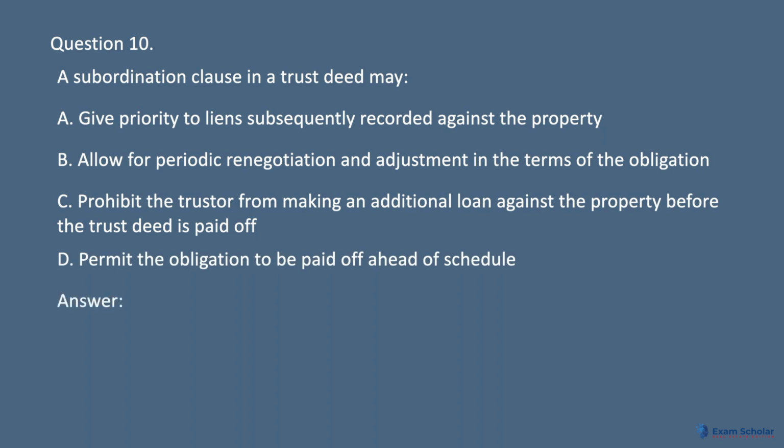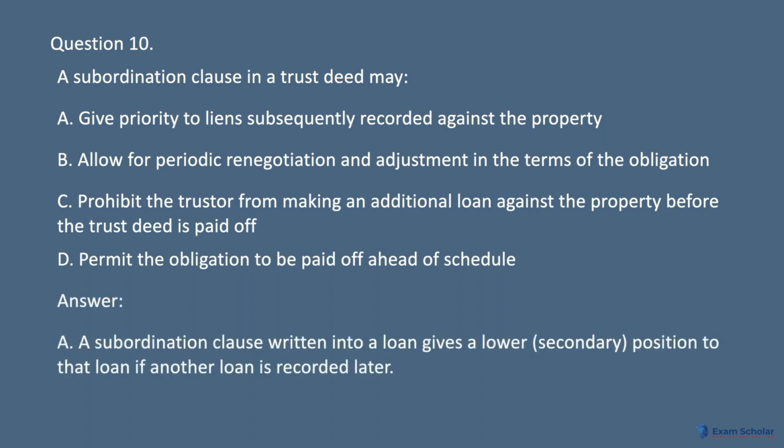Answer: A. A subordination clause written into a loan gives a lower, secondary position to that loan if another loan is recorded later.